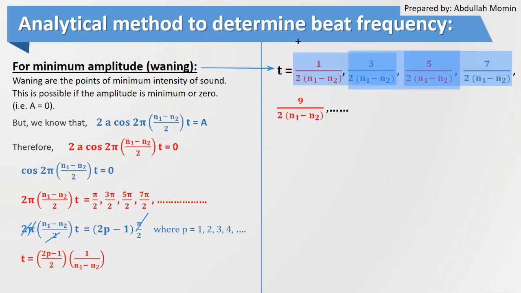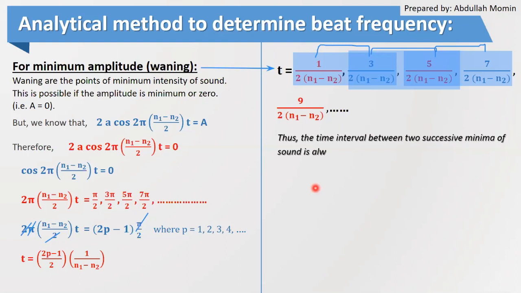When you calculate the time difference, you have to subtract the first and second term, the second and third term, or the third and fourth. So when you calculate the time interval between two successive wanings, what will we get? We will get this time interval equal to 1 upon n1 minus n2.